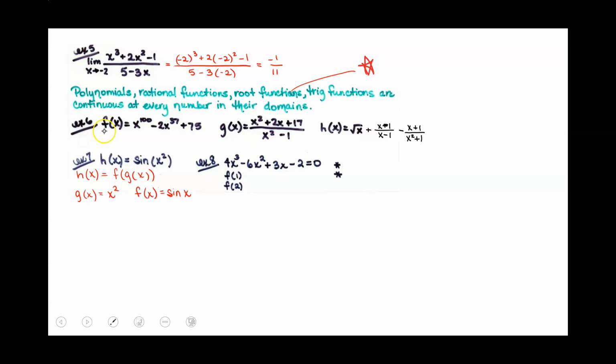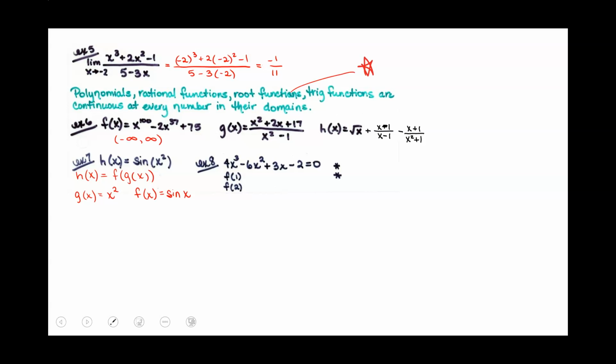All right, so let's look at a couple of things and talk about where they would be continuous. If we look at this first function, what kind of function is this? Well, it's a polynomial. So polynomials are continuous within their domain. What is the domain of that polynomial? All real numbers. So it's going to be continuous everywhere from -infinity to +infinity.